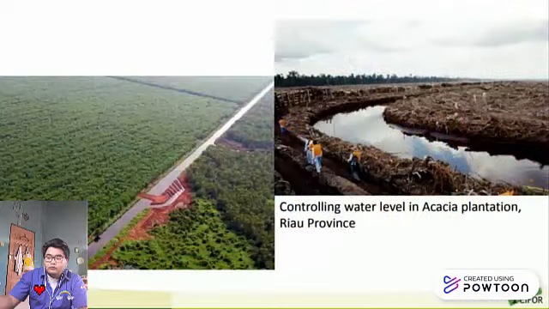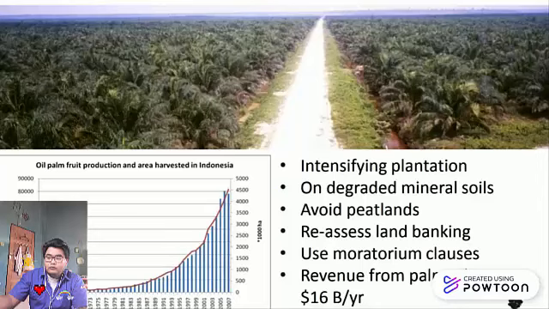In pulpwood plantations, controlling the water level is important to make sure that the plants get enough water, so they are not drained and do not die because of flood. In oil palm plantations, finding the right plant is required because oil palm could damage an unfit environment. On the contrary, palm oil is quite profitable.